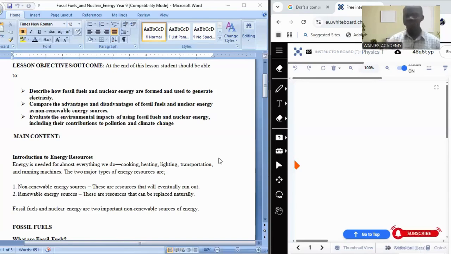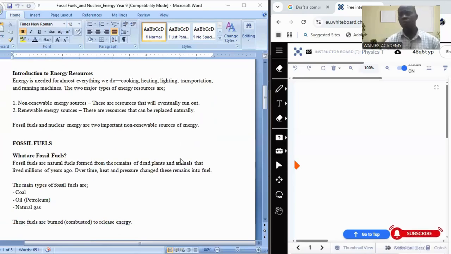Okay, yeah, that's good. Fossil fuel and nuclear energy are two important non-renewable energy sources. They are non-renewable because fossil fuels are not renewable and nuclear energy is not replaceable. So there are two sources of non-renewable energy that we have.